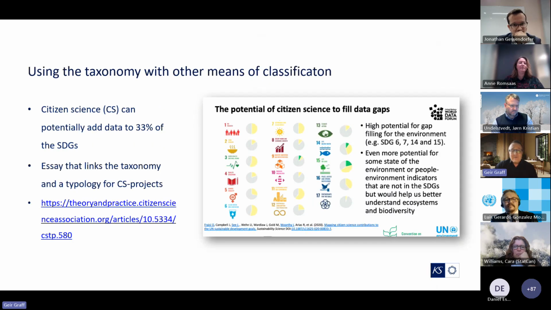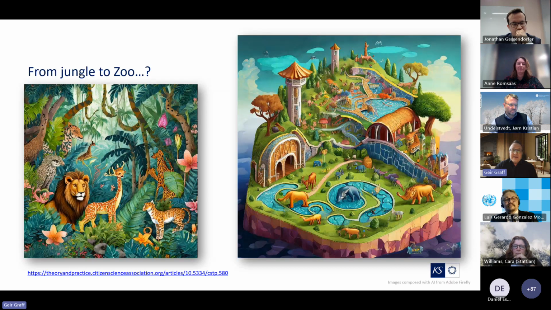And we have also looked at how we can use the taxonomy with other means of classification. We looked into the area of citizen science, so we wrote an essay about that, the URL here if you might be interested. And we have looked into how we can make this jungle of indicators into more of a zoo of indicators. We think that utilizing the taxonomy makes it easier to navigate.